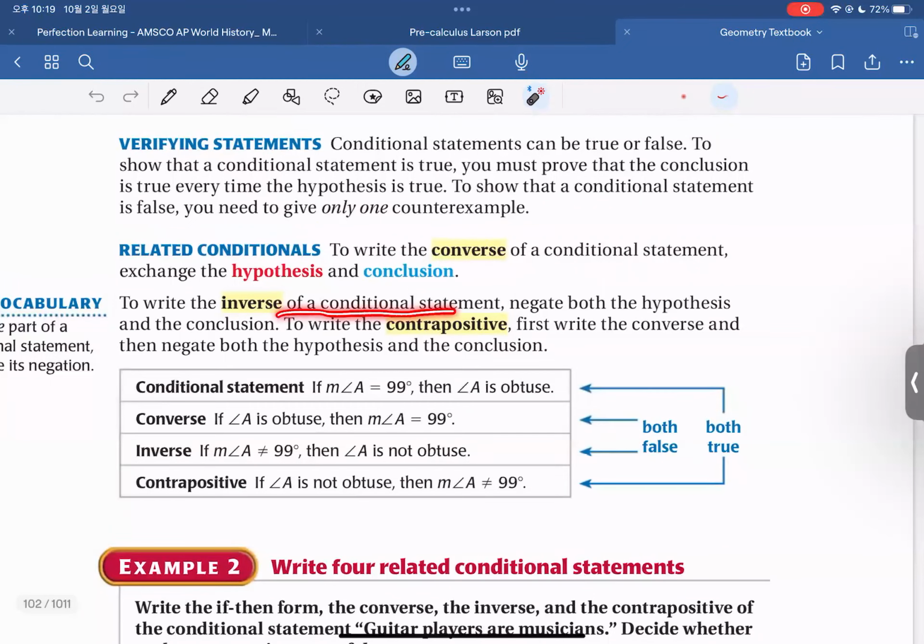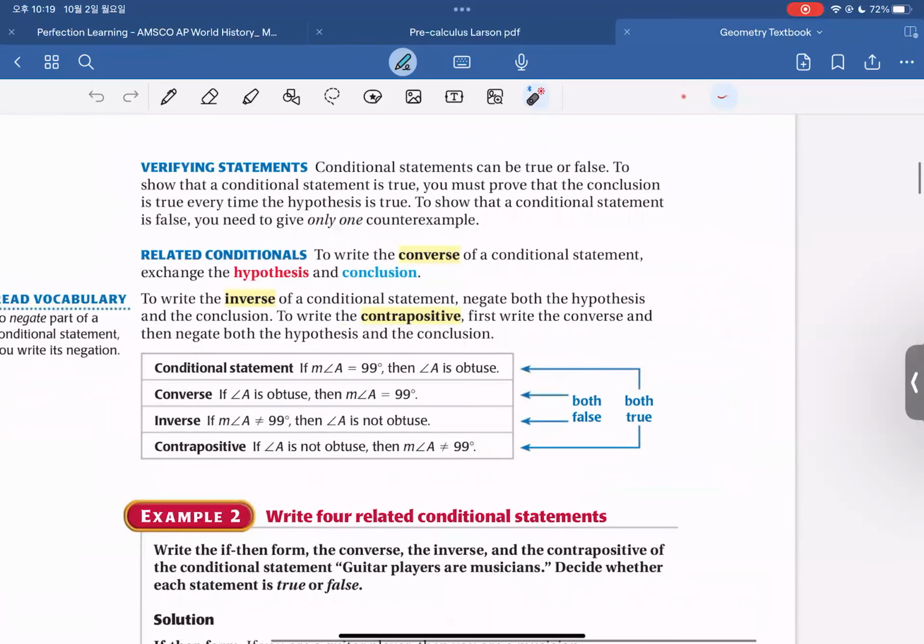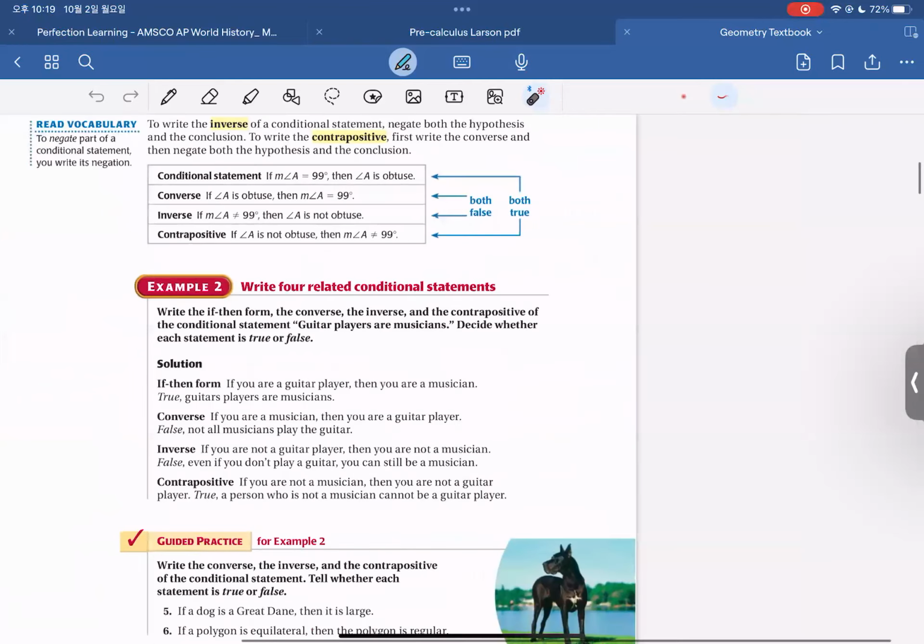To write the inverse of a conditional statement, you have to negate both the hypothesis and the conclusion. Using the same example: if a living organism does not have 46 chromosomes, then the living organism is not human. And lastly, to write the contrapositive, you write both the inverse and the converse. So this would be: if the living organism is not human, then the living organism does not have 46 chromosomes, which is a contrapositive statement. And these are just examples for the statement.